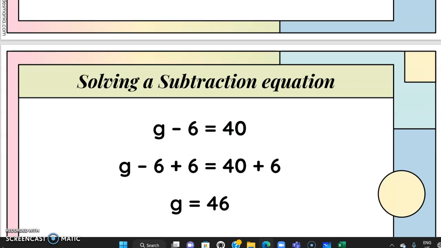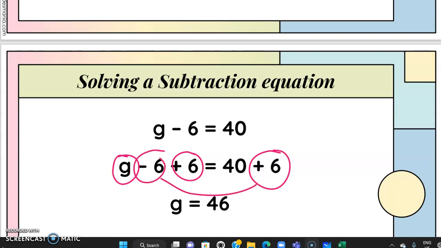Then a subtraction equation. If it's g minus 6 equals 40, then there are two cases. I need to get rid of the negative 6, so I would add positive 6 to this side of the equation, because positive 6 and negative 6 will cancel together, and the g would be alone on that side of the equation. If I add positive 6 here, I have to add positive 6 here, so 40 plus 6 is 46. A different method is that the negative 6 here, I take it to the other side with the inverse operation, which is plus 6, so it will be 40 plus 6, 46.